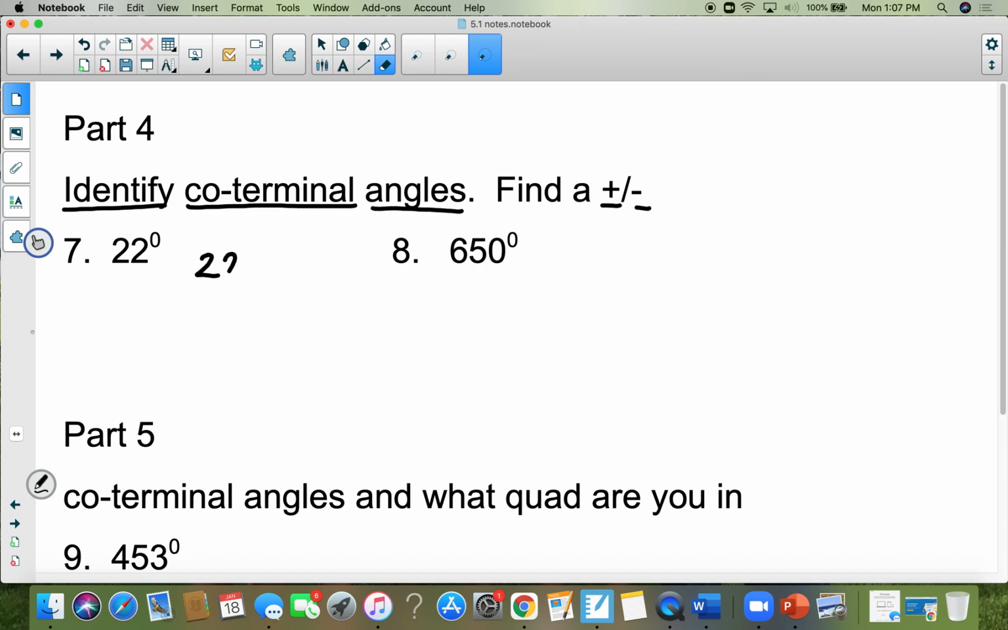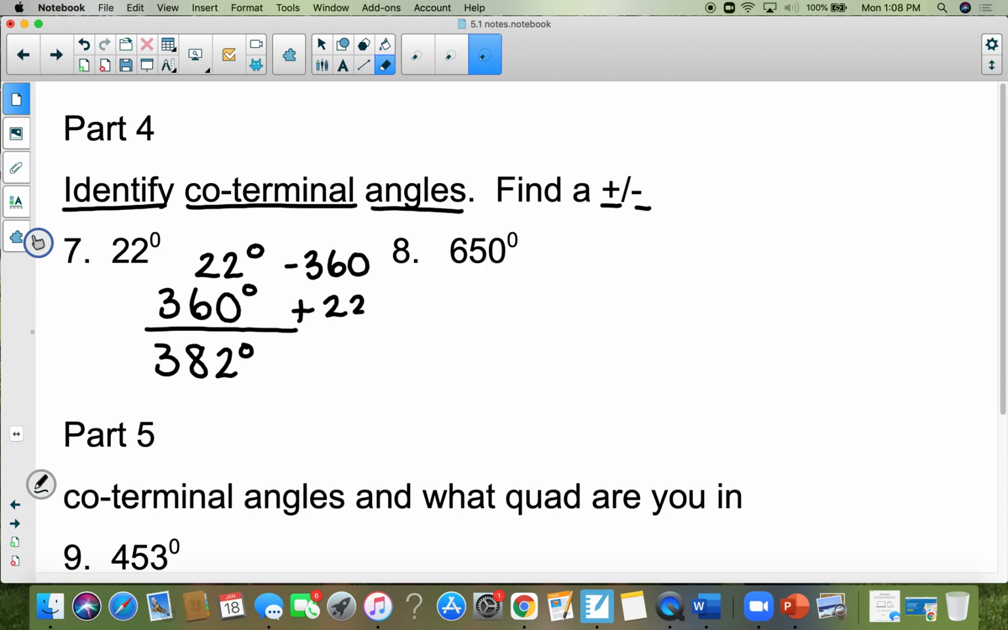So, for 22 degrees, I add a positive 360 to that. So 382 is a positive angle that's coterminal. And then I take 360 and I add 22 to it, which gives us the negative coterminal angle, which is a negative 338. If I graph this one and if I graph this one, it should end up in the exact same spot as 22 degrees. So let's do another one.